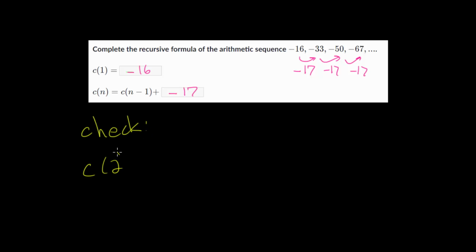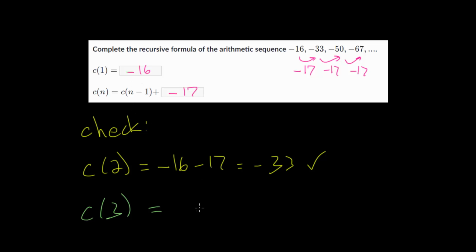So we'll try to find that second term with our formula now. And it's going to be our first term plus negative 17. So negative 16 minus 17, which is negative 33. So that made sense. And if we try and find our third term, it's going to be our second term, which is negative 33. We subtract 17 from that, and we do get negative 50. So we checked our work, and we can feel confident that our answers are correct.